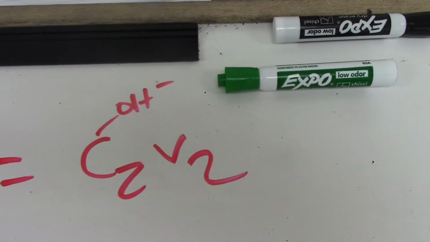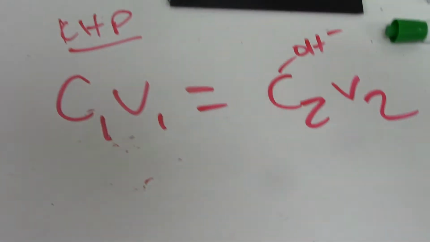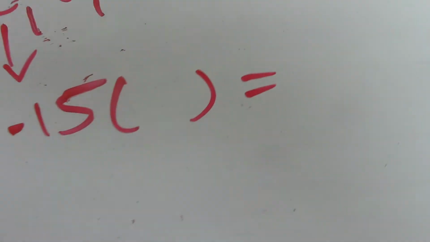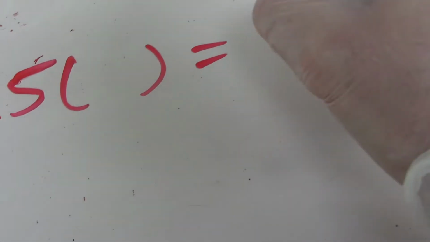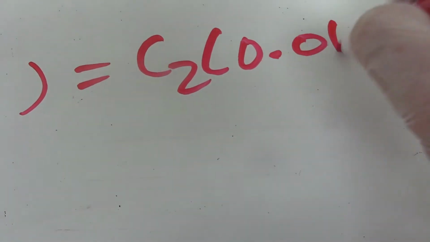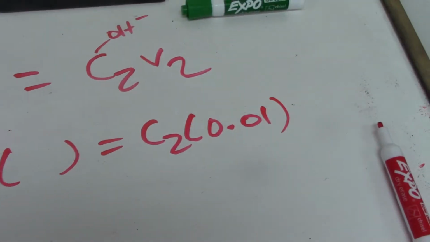I pipetted out a 10 ml sample. So this is going to be my KHP. That's my acid, and this is my OH negative. I already know the concentration of my KHP. It's 0.15 moles per liter. Okay, so that's my C value. We'll get my V value from the actual titration when we've neutralized this. We're trying to find the concentration of the hydroxide, and I know that it's 0.01 liters. That's the volume of it, because that's how much I put in the pipette. So it's just a simple algebraic manipulation.